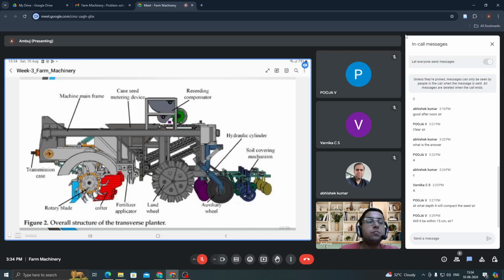The measurement always takes place. In the case of a planter, always remember that seed to seed and row to row, both distances have to be adjusted to the correct value. Then the machine frame is always there, then the transmission case. All these parts would be dealt with in your theory classes: how to design these transmission systems, how to design these hydraulic cylinder mechanisms. Different types of mechanisms are there, and you can design and customize them for your own machine.